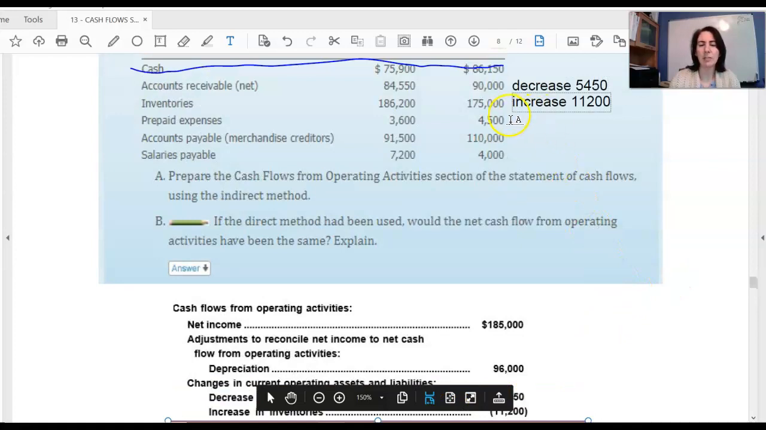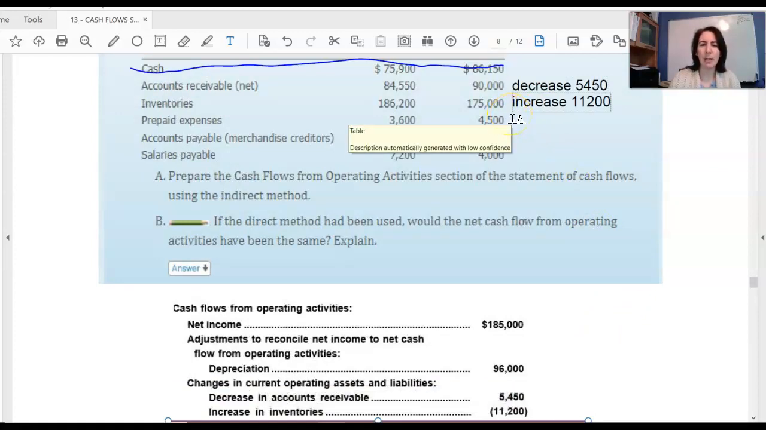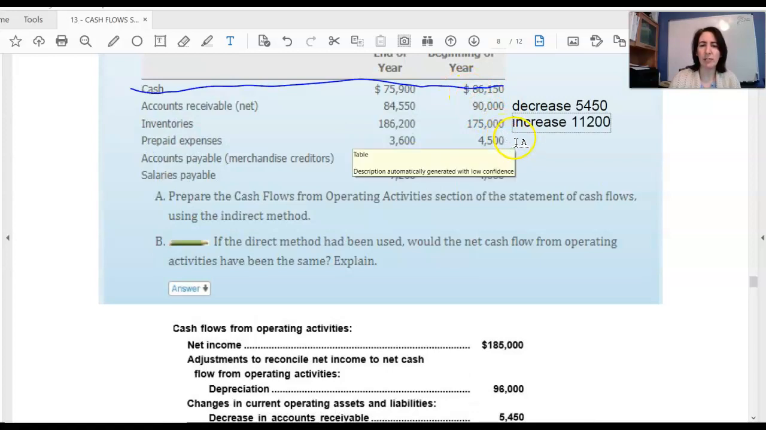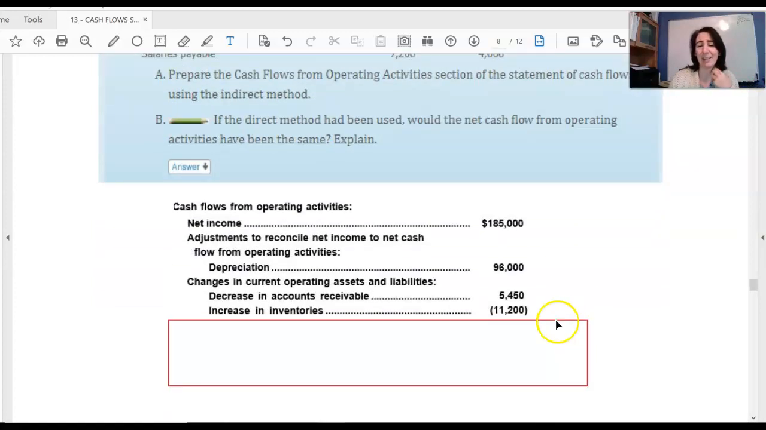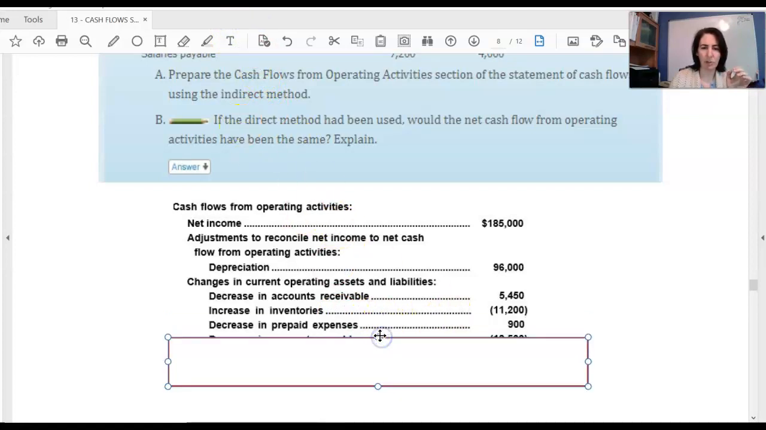All right, prepaid expenses. Think of this like supplies. Supplies went from $4,500 to $3,600, so you have a decrease of $900. It means your supplies went down, but you didn't buy more supplies, so you kind of held on to your cash if you want to think about it like that. Sometimes this thinking process is a little bit fuzzy, but it's basically what we're saying here. So a decrease in a prepaid means you're keeping your cash.